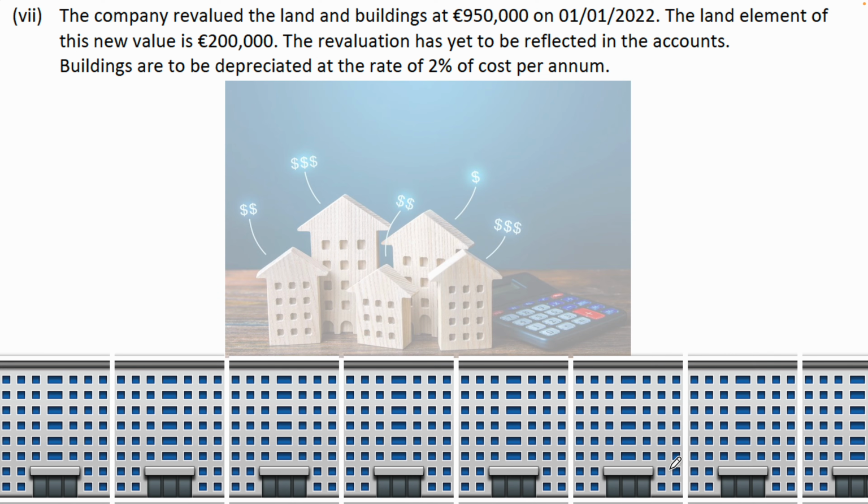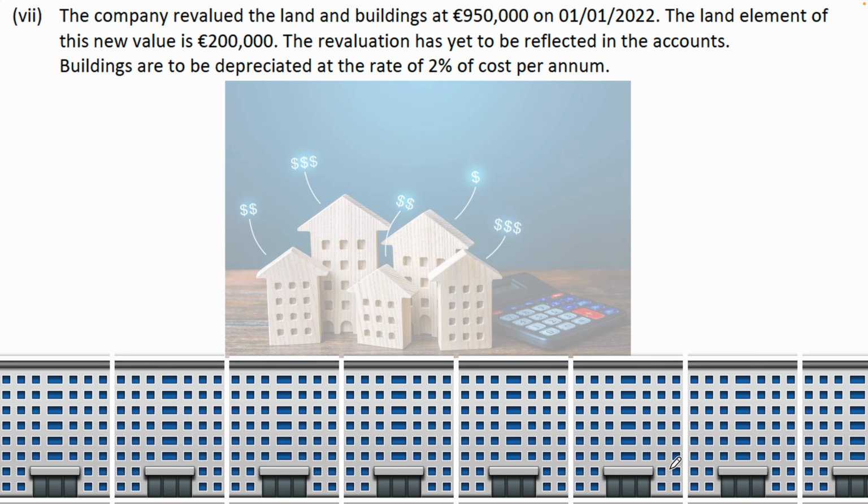Adjustment number 7 now. The company revalued the land and buildings at €950,000 on the 1st of the 1st, 2022. The land element of this new value is €200,000. The revaluation has yet to be reflected in the accounts. Buildings are to be depreciated at the rate of 2% of cost per annum.